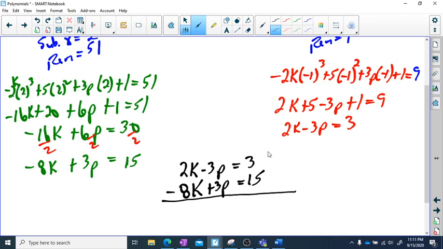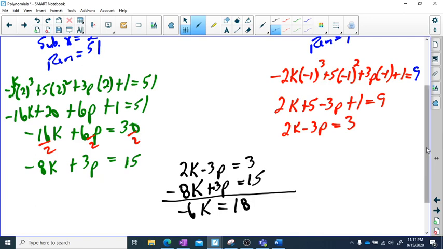As I said, this one is perfect because the variable p already has the same coefficient. Now I just look at it and say, well, what would I do to eliminate? This is why they call it elimination. I want to get rid of those. Well, the operation you should choose is to add then. Go 2k plus negative 8k, negative 6k, negative 3p plus 3p, 0. Those are gone. 3 plus 15, 18.